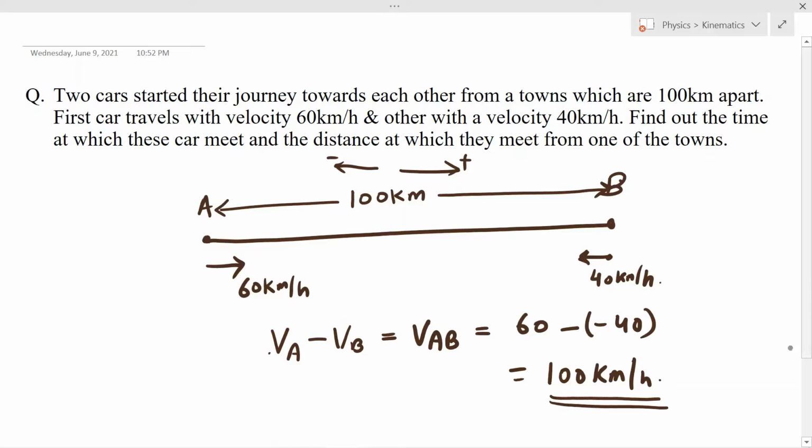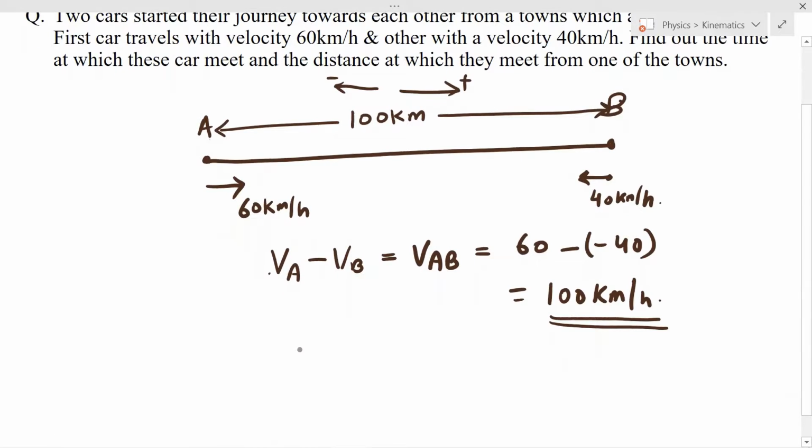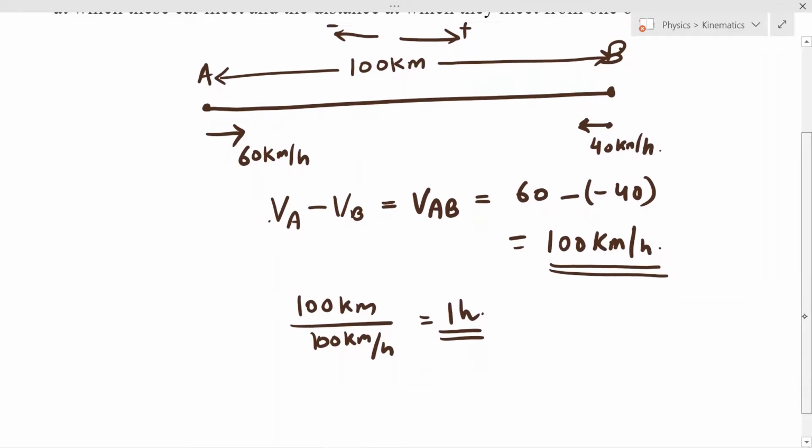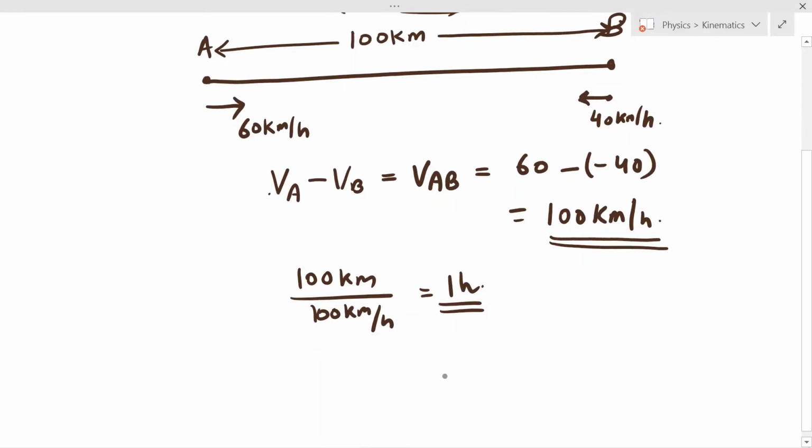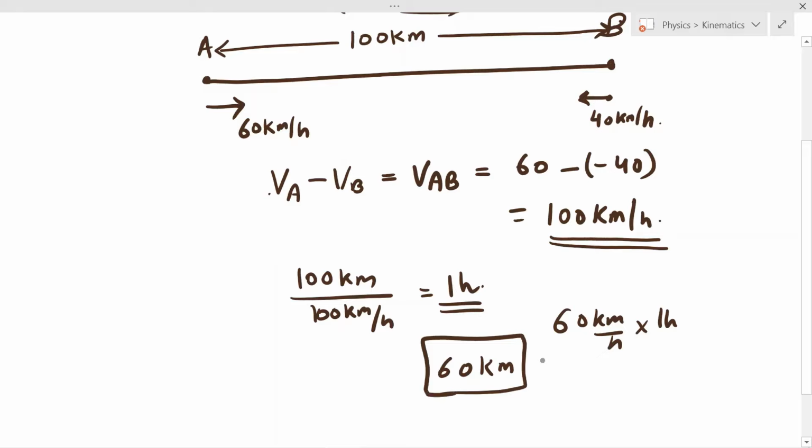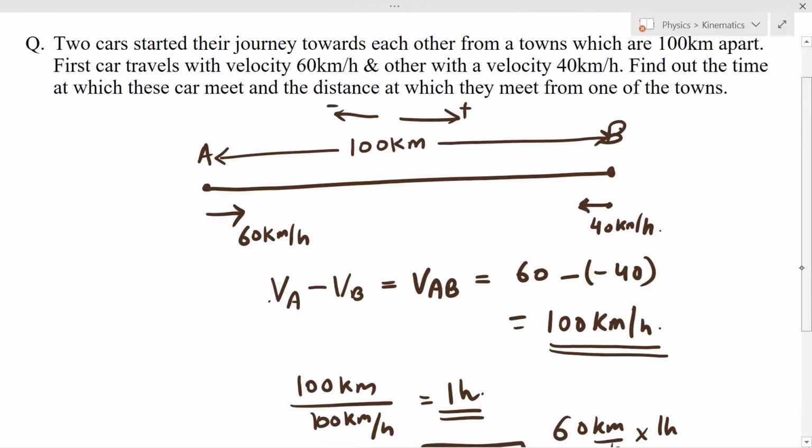Now just divide 100 kilometer by 100 kilometer per hour. So this will be 1 hour. So 1 hour is the time at which they meet. Now we also have to know the distance. So in 1 hour, how much will car A travel? In 1 hour, it will travel 60 kilometer, because its speed is 60 kilometer per hour into 1 hour, which is 60 kilometer. So 60 kilometer from the town A, the two cars will meet.